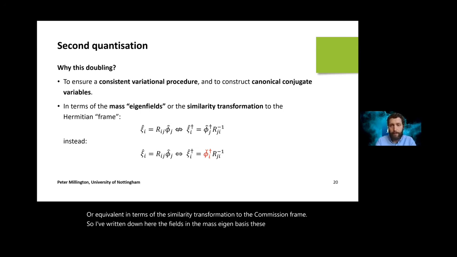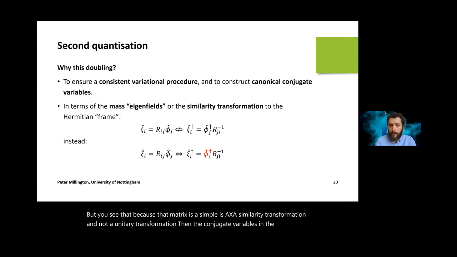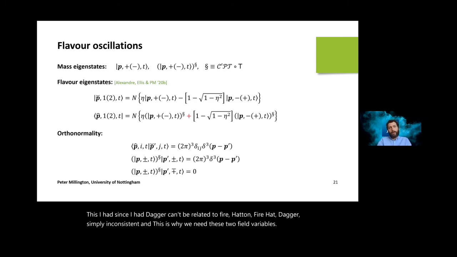And so the fields in the mass eigenbasis are obtained by this similarity transformation, this matrix R that transformed the mass matrix into its diagonal form. But you see that because that matrix enacts a similarity transformation and not a unitary transformation, then the conjugate variables in the Hermitian frame, this psi hat and psi hat dagger, can't be related to phi hat and phi hat dagger. It's simply inconsistent, and this is why we need these two field variables.